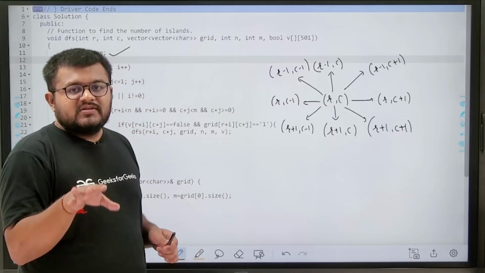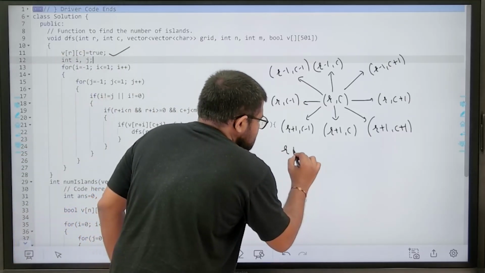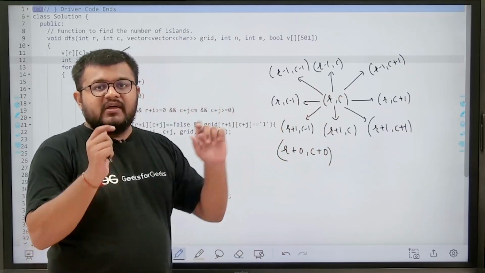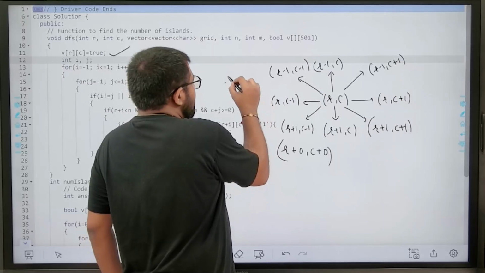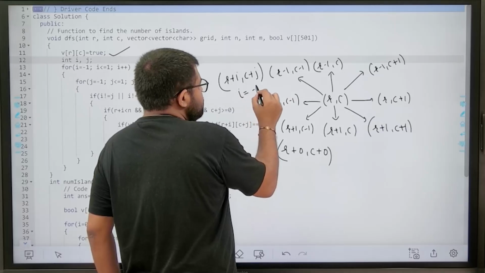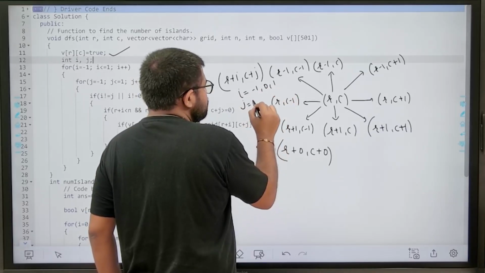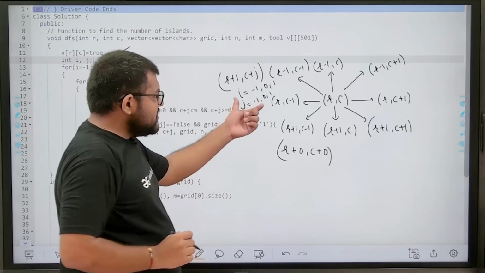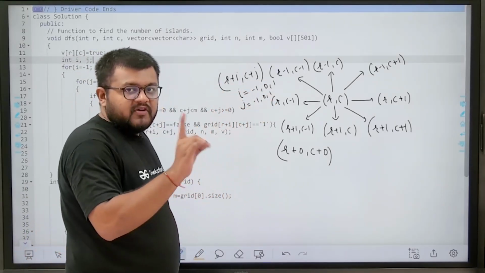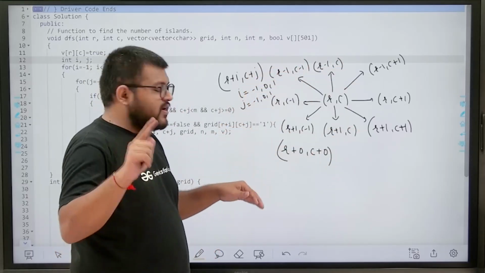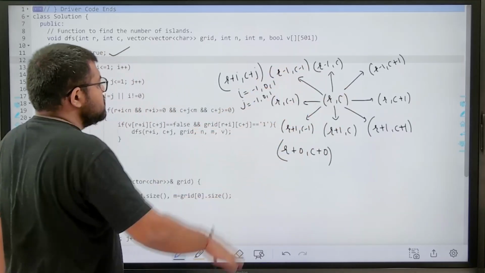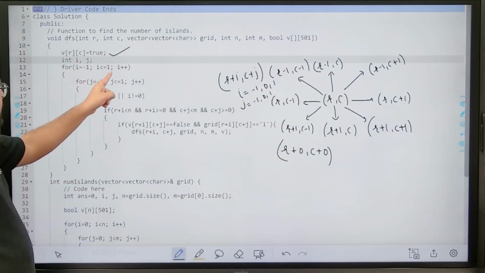Only one combination is not added, which is R plus 0 and C plus 0, because that will result in the same cell. So basically all the combinations, if I am taking R plus I and C plus J, where I equals -1, 0, plus 1 and J equals -1, 0, plus 1, are considered, but the total number of combinations will be how much? 3 into 3, 9, but we are considering only 8 adjacent, because one combination, 0 and 0, will not be considered, right?